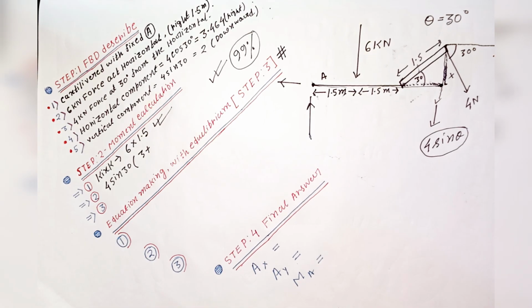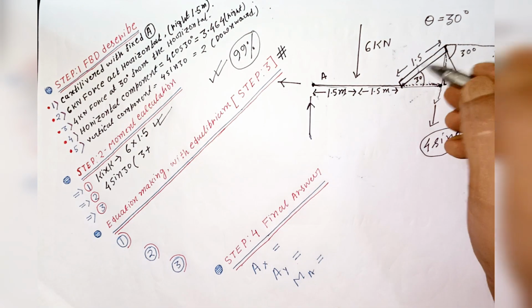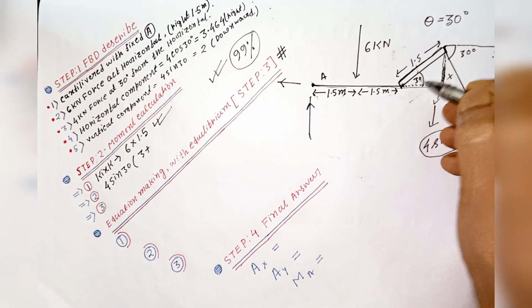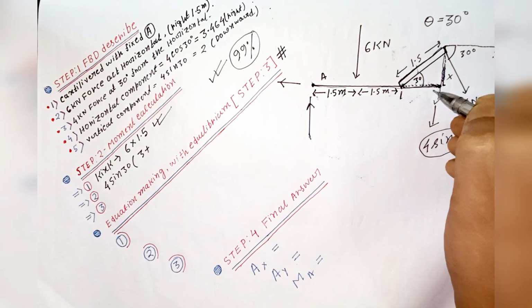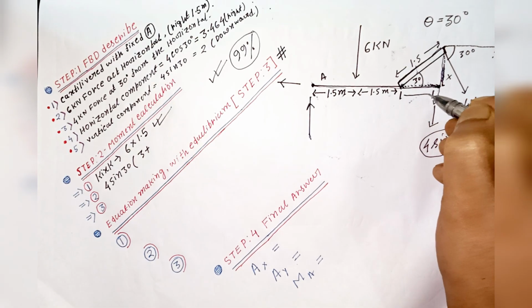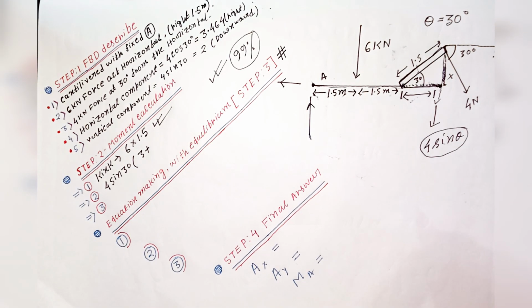Look at the triangle. Hypotenuse is 1.5. Angle is 30. Then what is the rest of the part? Just finding the component. What is this length? Find it and comment. Kindly please comment before my solving.